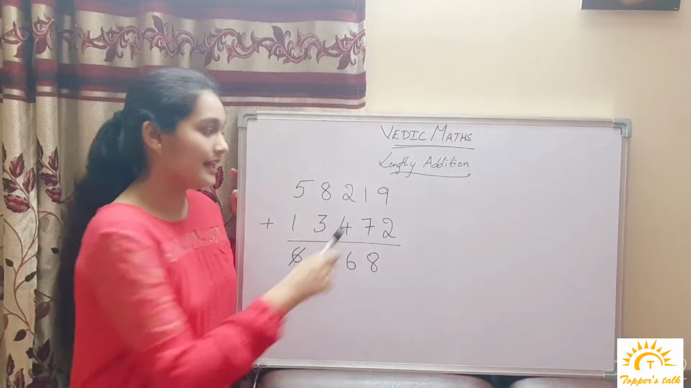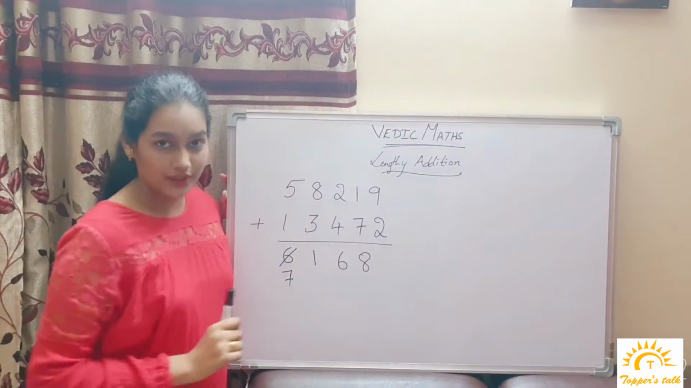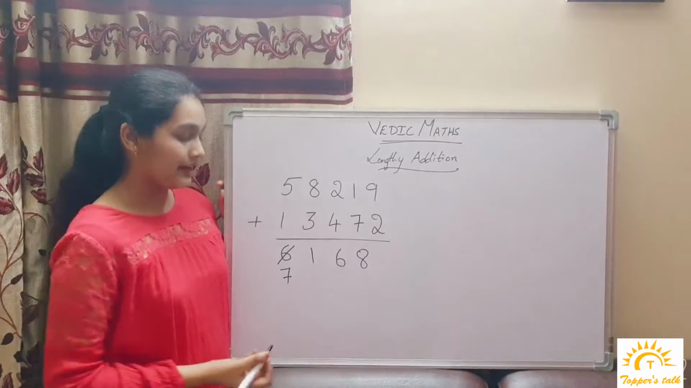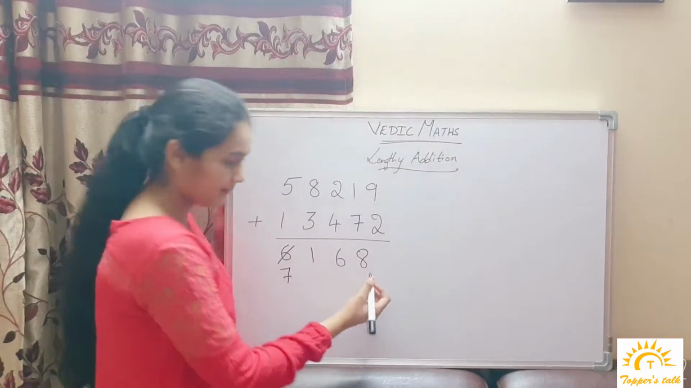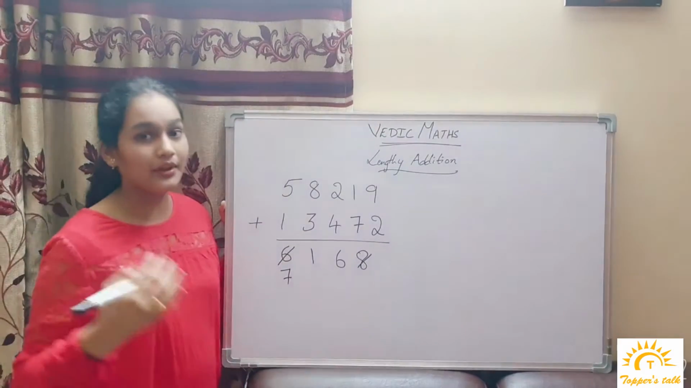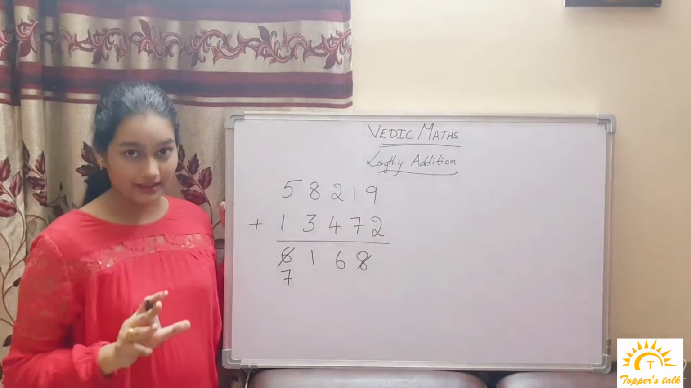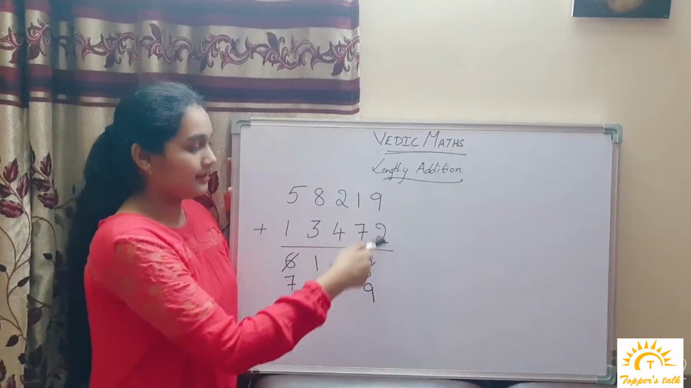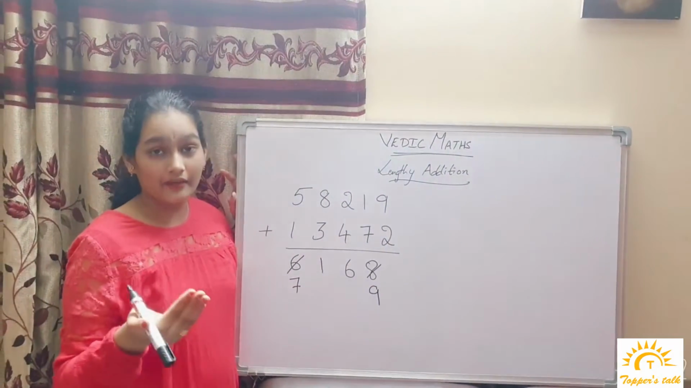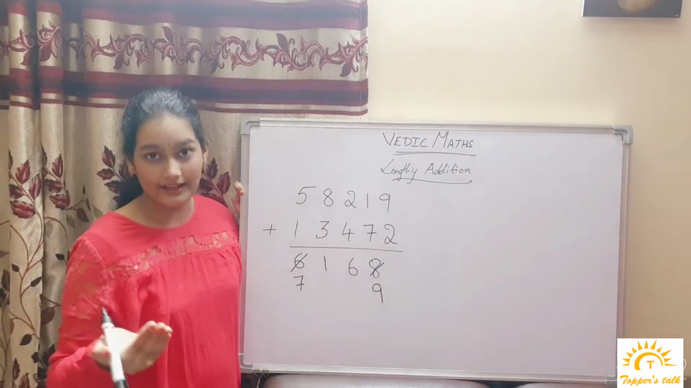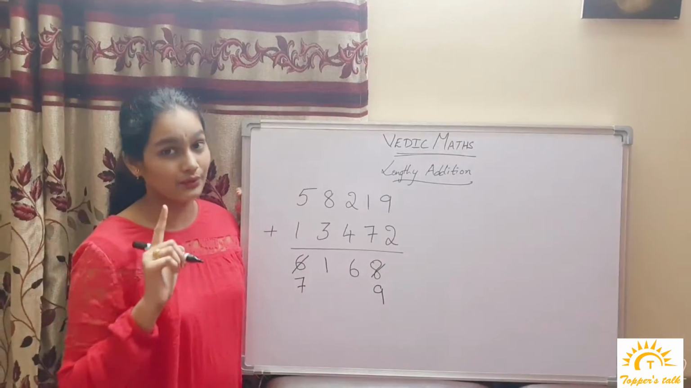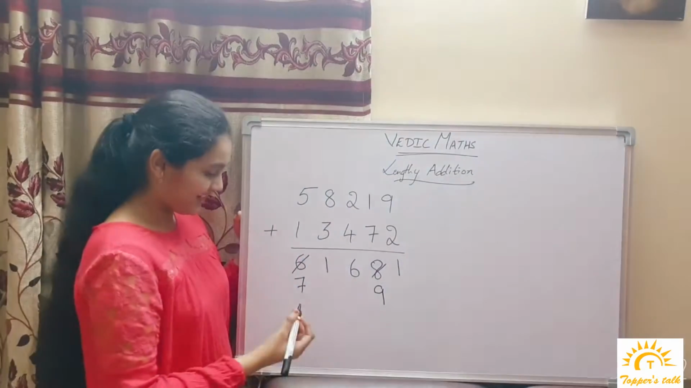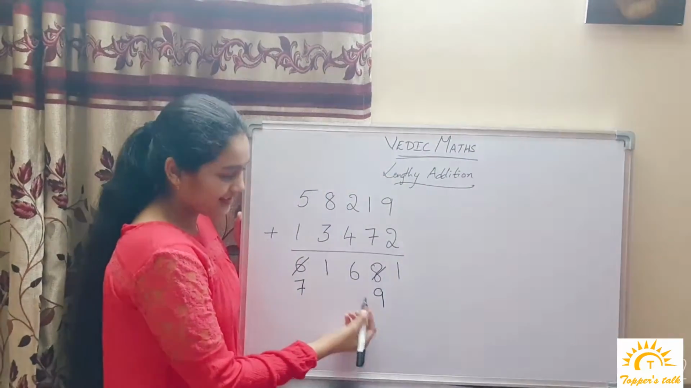Next we have to do 9 plus 2, which is 11. And 11 is a double digit number. So we have to cross this 8 and write the number after 8, which is 9. So now we're going to write 9 over here. And since 9 plus 2 is 11, we have to do 11 minus 10. 11 minus 10 is 1. So we have to write that 1 over here. And that's it. The answer is 71,691.